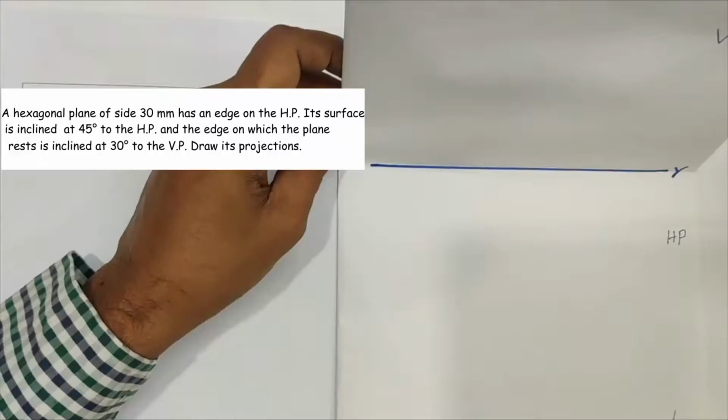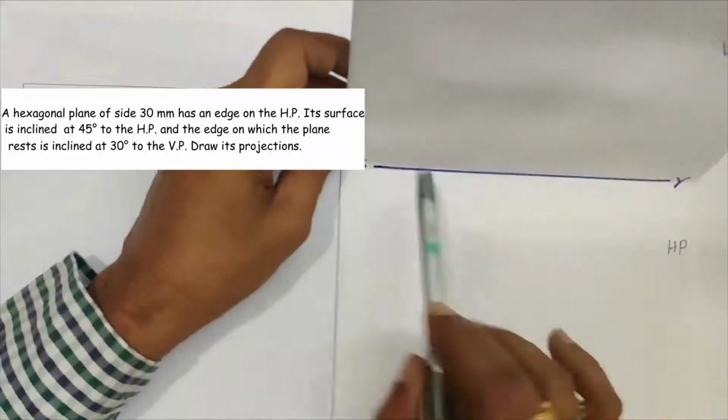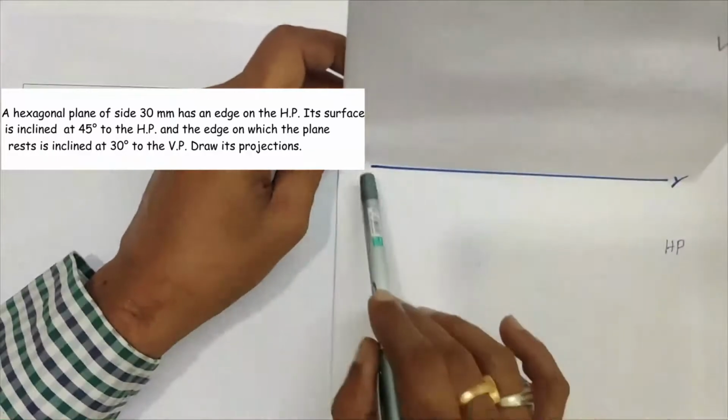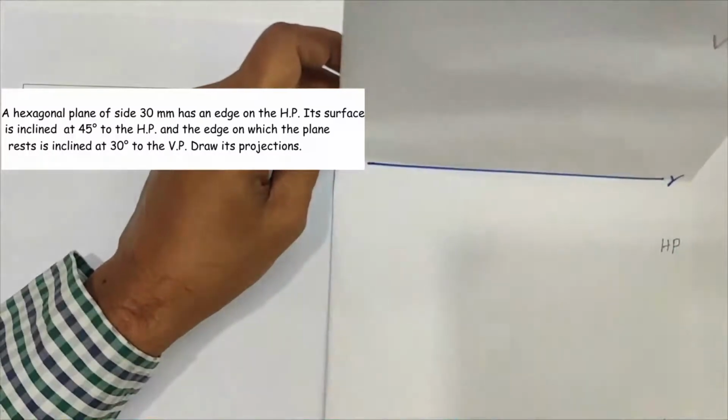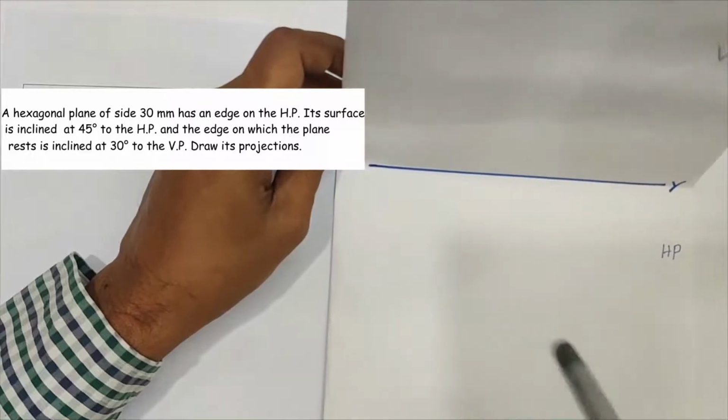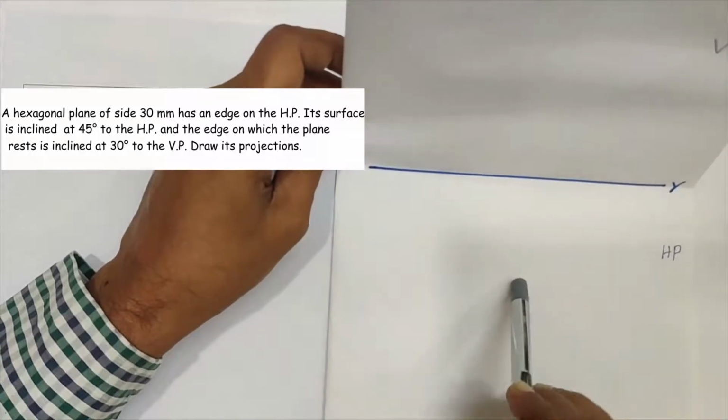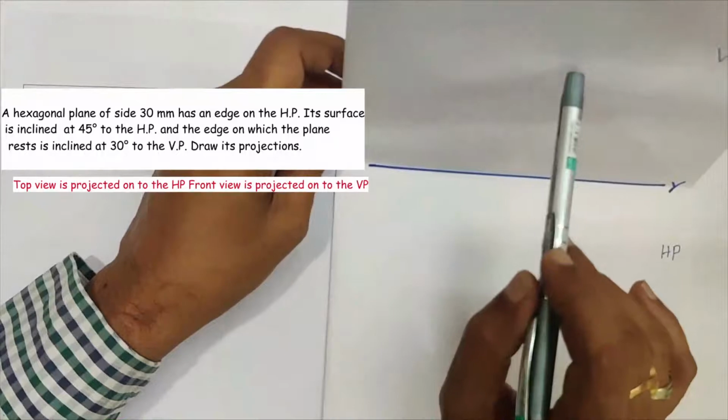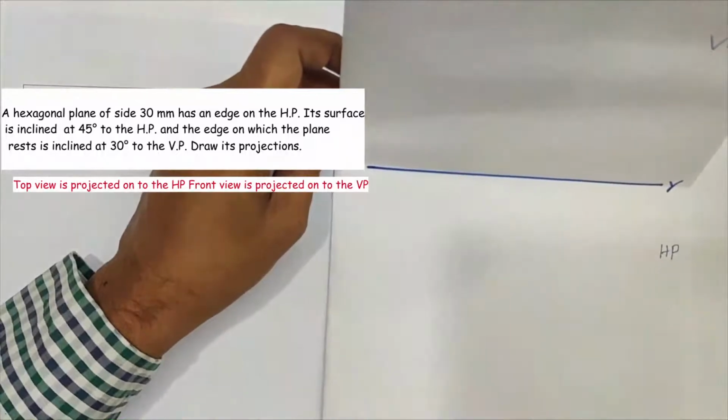Then we will enter into part A, that is demonstration and brief overview of the solution. This is the horizontal plane and this one is the vertical plane. This is the reference line. As we know, the top view of the object is projected onto the horizontal plane and the front view of the object is projected onto the vertical plane.